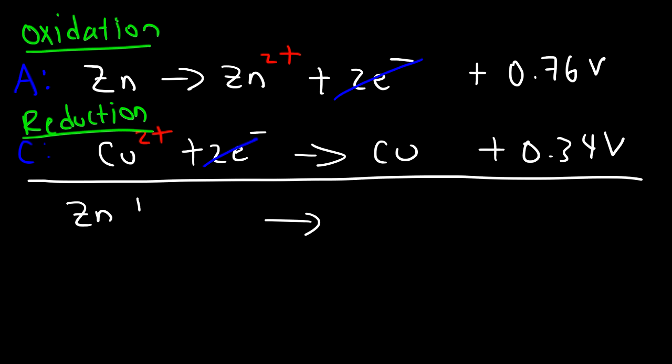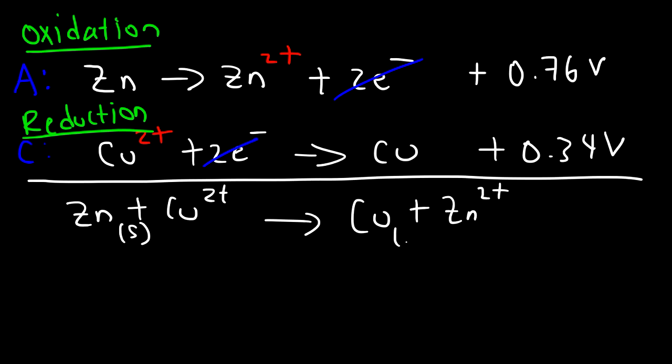So this is going to be zinc plus copper. And on the right side, we have copper and zinc 2 plus. Zinc is a metal, so it's in a solid state. And on the right side, copper is a metal. Now the ions are dissolved in water, so they're in the aqueous state.